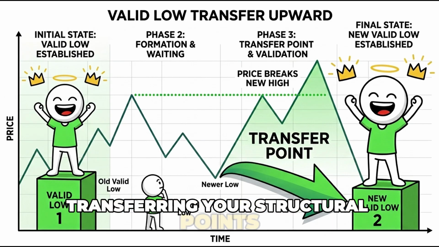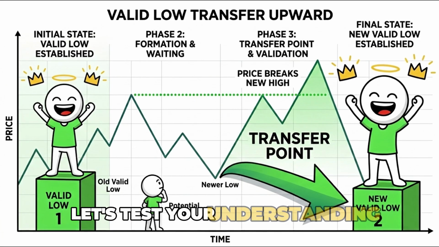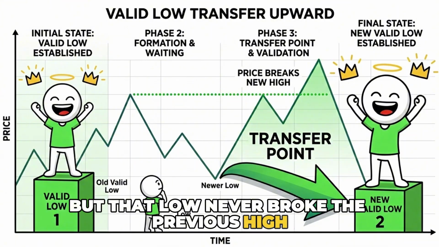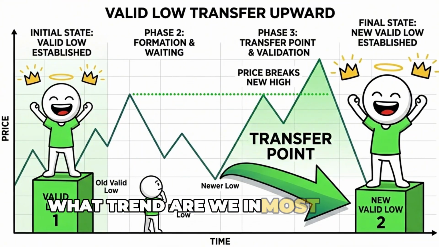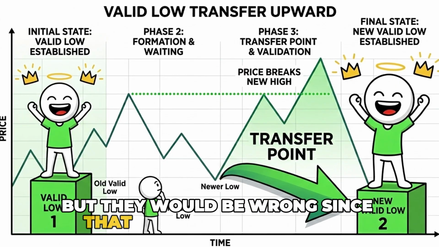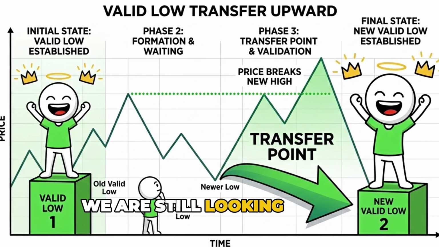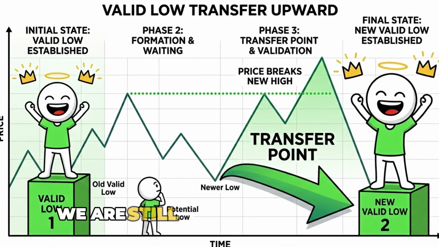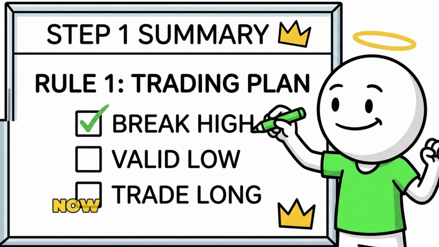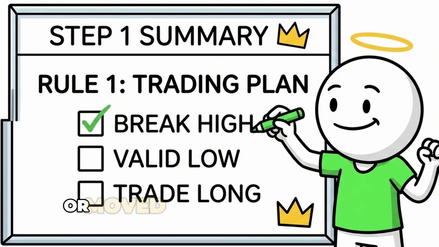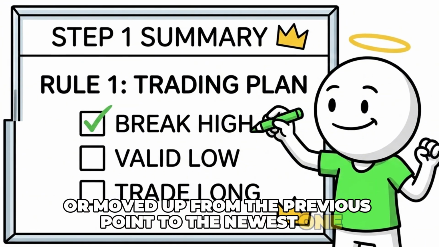Transferring your structural points. Let's test your understanding. If the price breaks a minor low, but that low never broke the previous high, what trend are we in? Most people would say a downtrend, but they would be wrong. Since that low wasn't validated, we are still looking at our previous valid low. Since that hasn't been broken, we are still firmly in an uptrend. Now, if the price eventually does break upward and clears the previous high, our valid low point is then transferred or moved up from the previous point to the newest one.